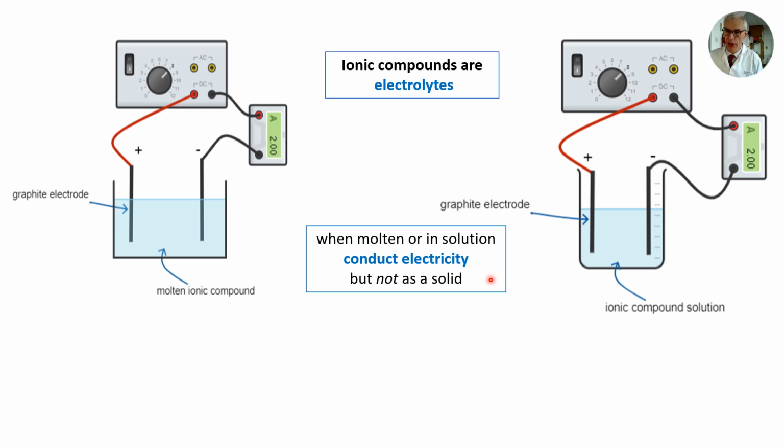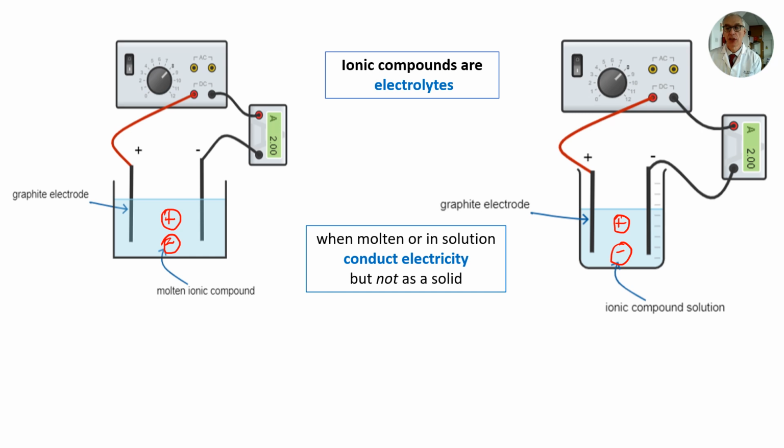This is the contrast with metals, which conduct electricity as solids. So an electrolyte conducts electricity when molten or in solution, but not as a solid. So my diagrams left and right: molten ionic compound and ionic compound in solution. Now, why would that be the case? Well, let's draw in some ions. So we've got a positive ion and a negative ion, and similarly in solution we've got 3 ions.